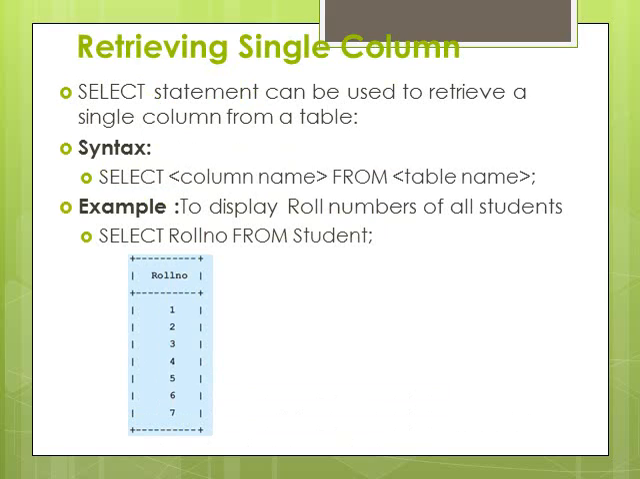The select statement can be used to retrieve a single column from the table. The syntax for retrieving a single column is select column name from table name. In this example, if we want to display the roll number of all the students, then we have to write the SQL statement select roll number from student. Here you can see only one column is available.